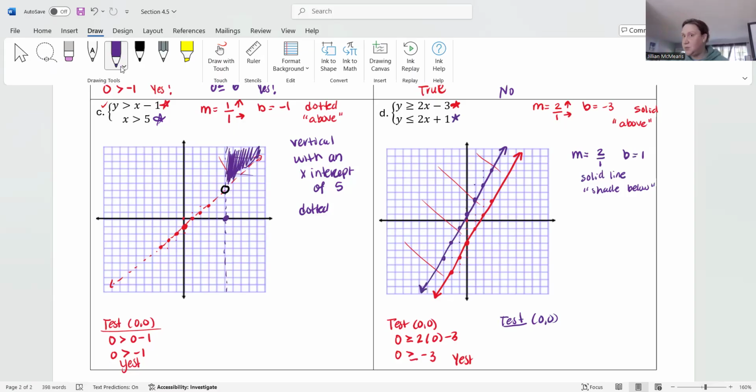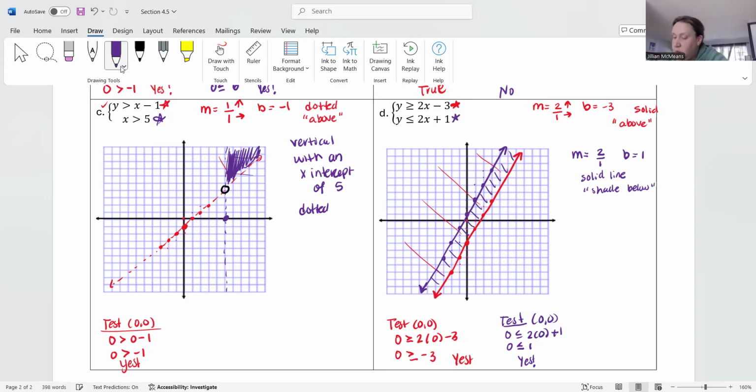You can see these two lines are certainly parallel, but we have to see where the shading is. For the purple line, we think we're going to shade below, so we want to test the origin. Anywhere we see an x or a y in that second inequality, we replace it with 0. So 0 is less than or equal to 2 times 0 plus 1. Is 0 less than or equal to 1? Yes, that would be true. So this tells me that we do shade below the line.